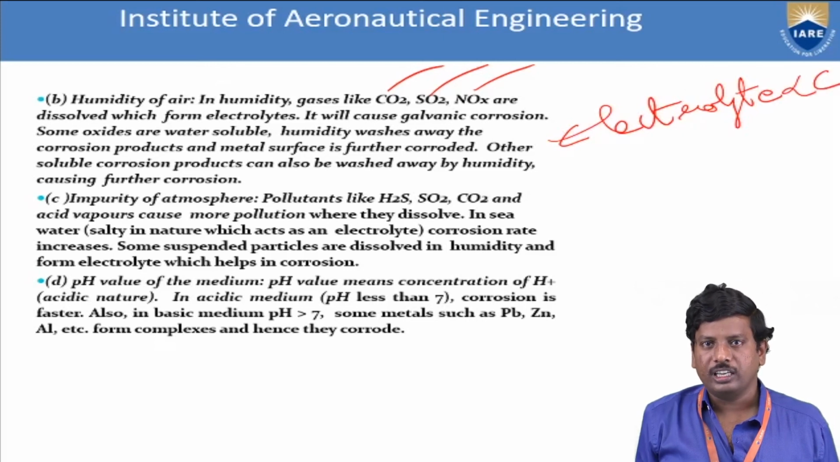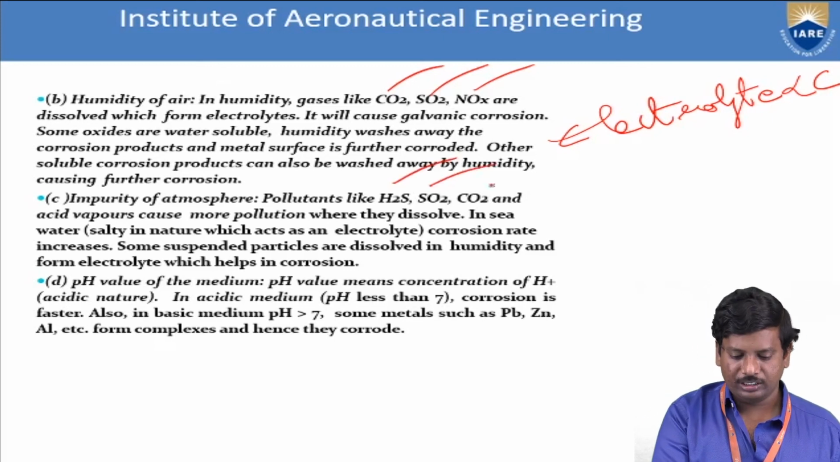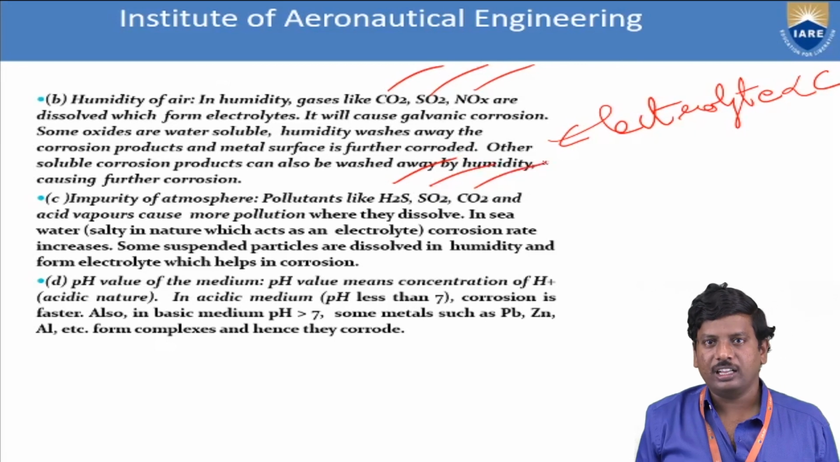And the next one is the impurity of the atmosphere. The pollutants like hydrogen sulfide, sulfur dioxide, and carbon dioxide are the most common pollutants present in the environment. Carbon dioxide and sulfur dioxide gases are released from many vehicles, and hydrogen sulfide is absorbed from the rotten egg smell, and acid vapors released from many industrial processes cause more pollution, where they can dissolve in the atmosphere.